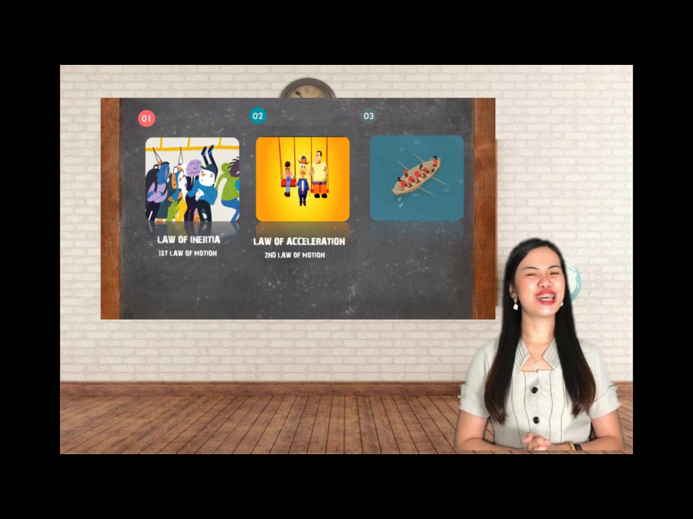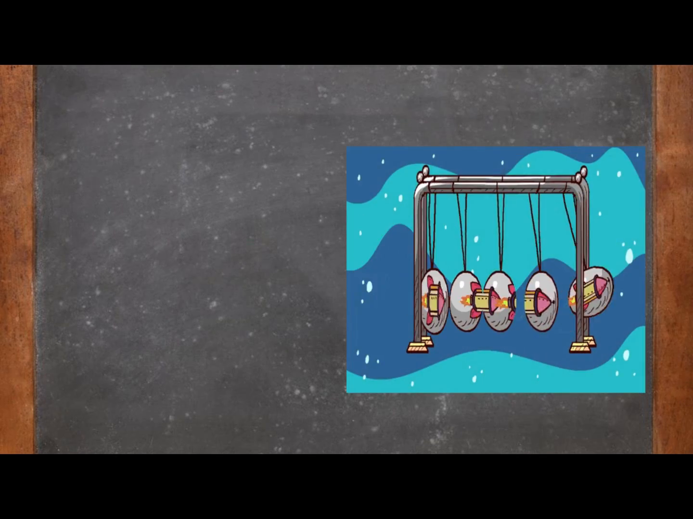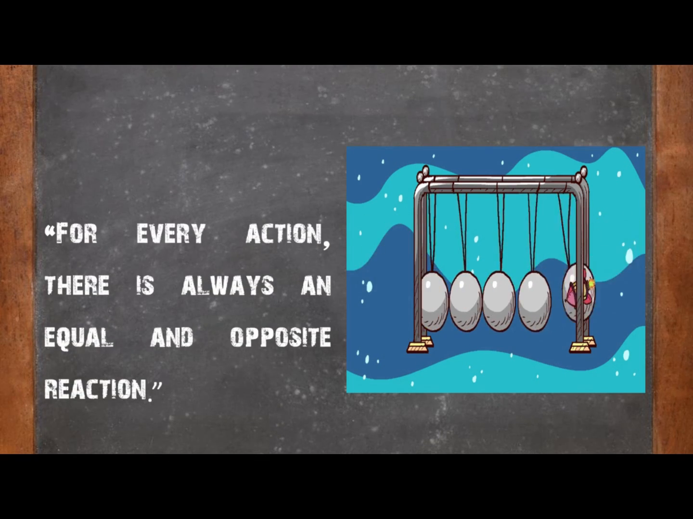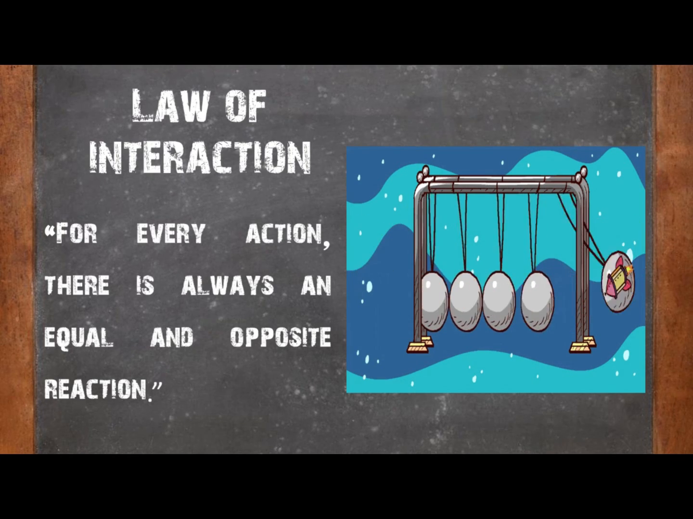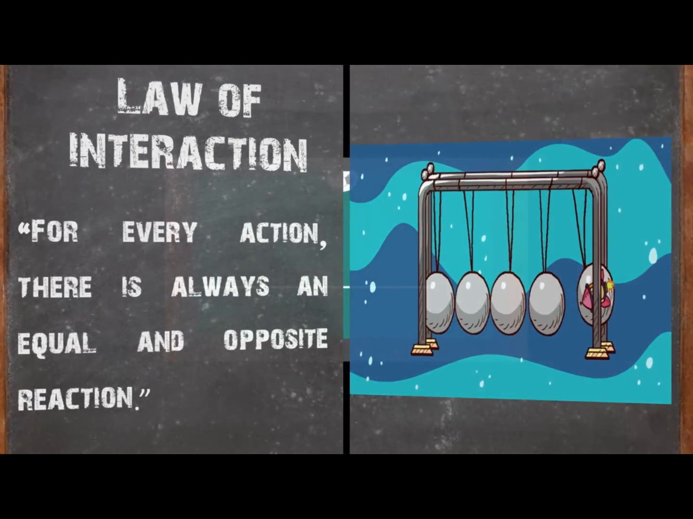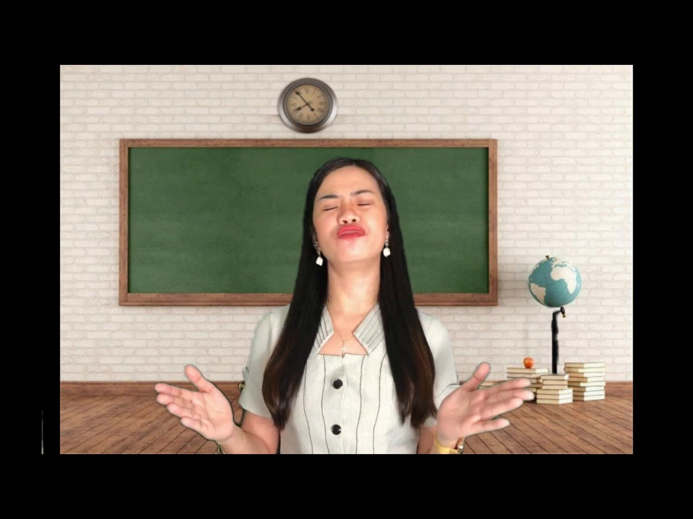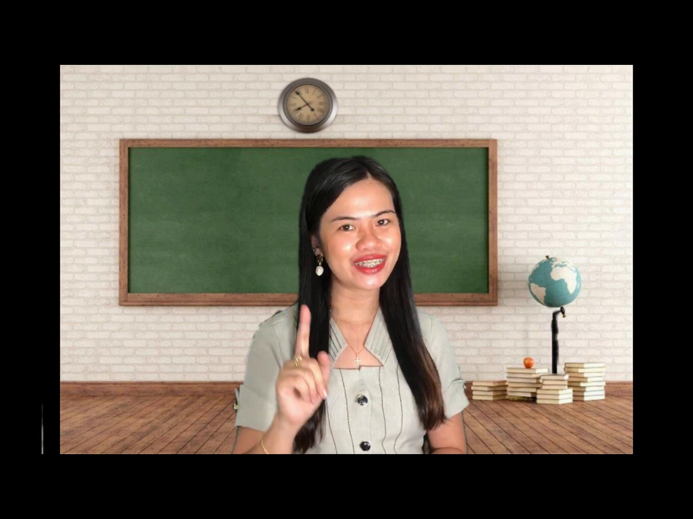And now it's time to explore the third law of motion. What happens when two objects interact with each other? The third law of motion states that for every action, there is always an equal and opposite reaction. These action and reaction force pairs are very evident in some of our daily life activities. Let's take a look.